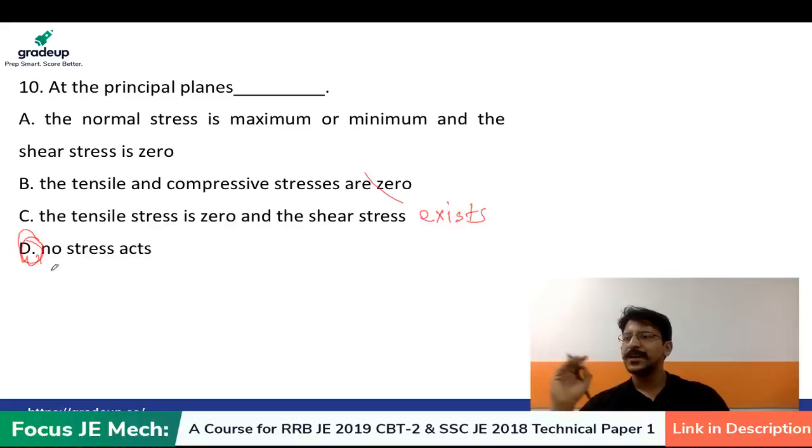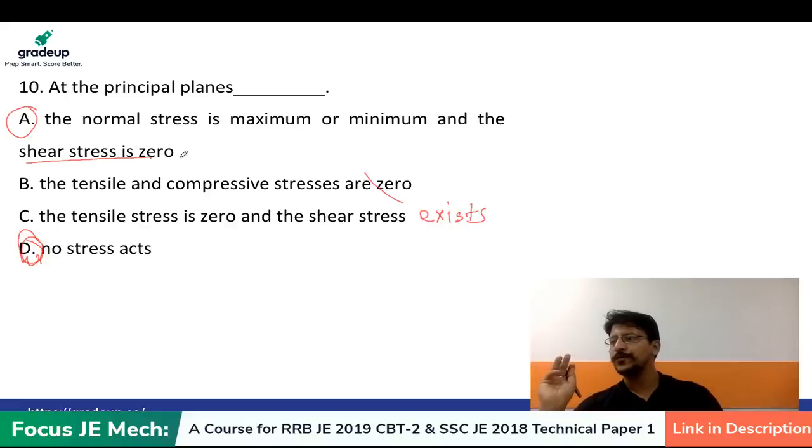Yes, principal planes are those planes at which your normal stress is maximum or minimum, but the shear stress is clearly 0. So the correct answer for this one is option A. Option A is correct. Okay, yes, absolutely fine.